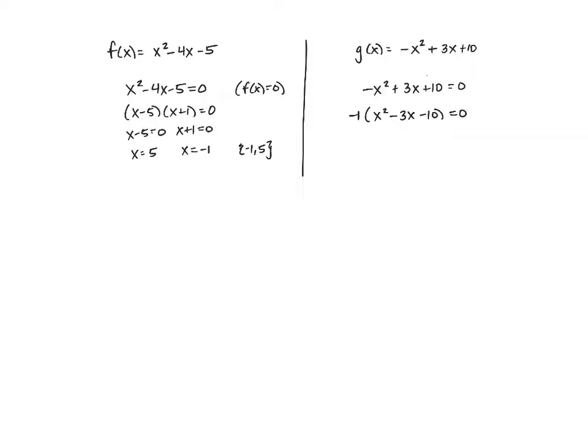So we could divide both sides by that negative 1. Think about factoring that polynomial that's left. So things that multiply to negative 10 but add to negative 3. You can do a minus 5 and a plus 2. So we get two solutions, x equals 5, x equals negative 2 on this one.